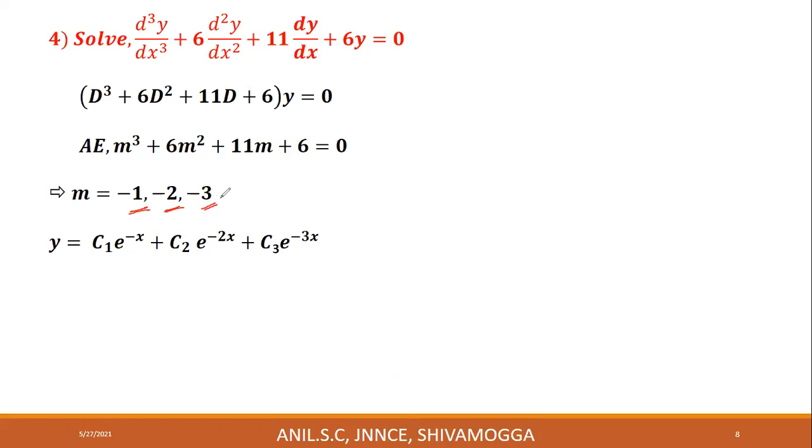Which rule is applicable? If the roots are real and distinct, rule number 1. If the roots are real and coincident, rule number 2. If the roots are complex, rule number 3. Here, the roots are real and distinct. Therefore, rule number 1 is applicable. Therefore, yc is equal to c1 into e power minus 1 into x, that is e power minus x, plus c2 into e power minus 2x, plus c3 into e power minus 3x.